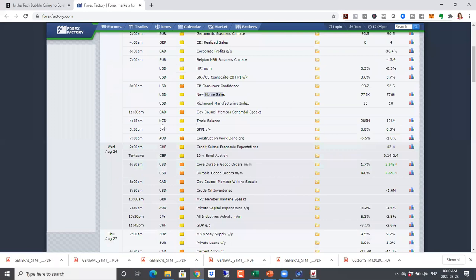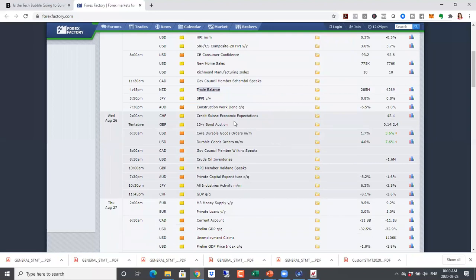Trade balance numbers from New Zealand here. The numbers are supposed to be below the previous numbers. If they come in as expected, that would be good for New Zealand. But if we see that the number drops here, then that could cause concern, and we could see the New Zealand dollar drop as a result.